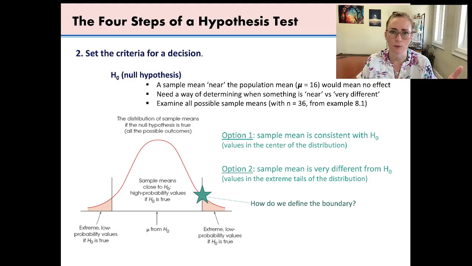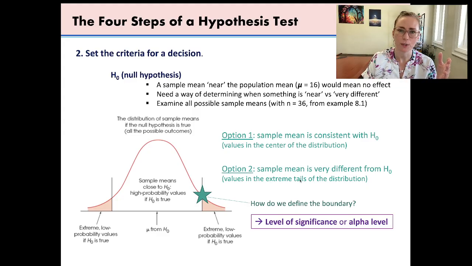And really the answer that we came up with in class, which is the gold standard of science, is an alpha level of 5%, meaning 5% extreme individuals who are on the left or on the right and don't belong with 95% of the main distribution. So we call this the level of significance or the alpha level.